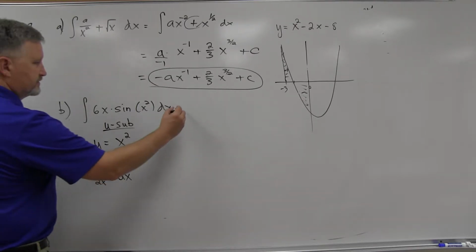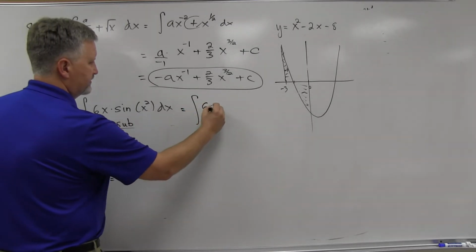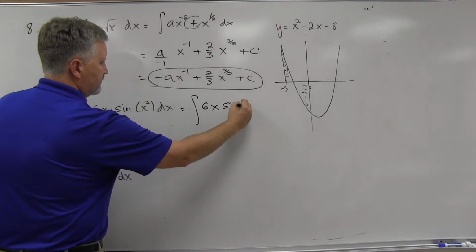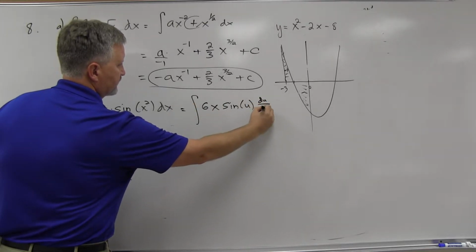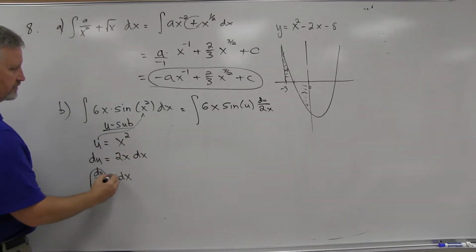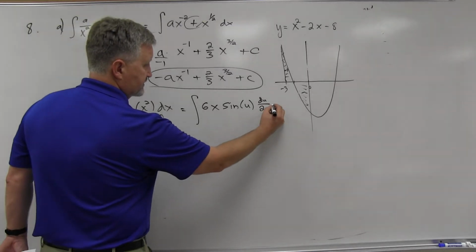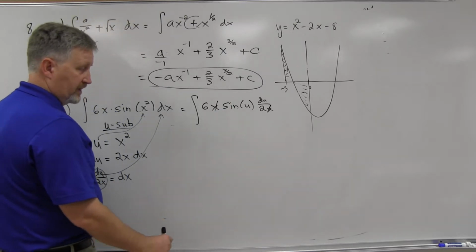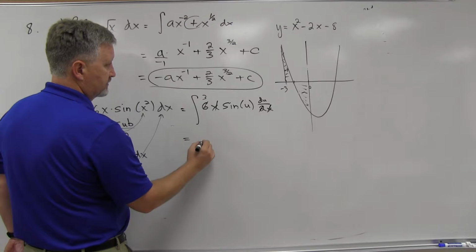And then make those substitutions. We substitute x squared, and we're going to leave 6x here. So it'll be sine of u, and then dx is du over 2x. So just make those substitutions there. This works nicely, because now we've got some reducing here. The x's cancel out. Of course, the 2 and the 6 reduces to 3.